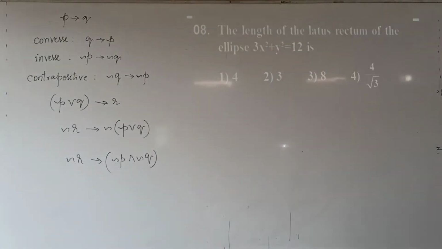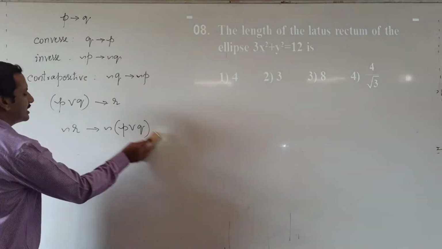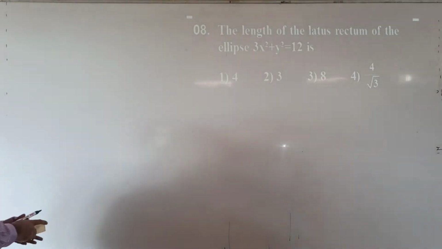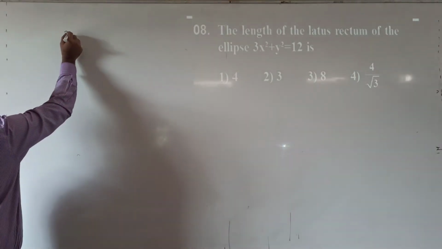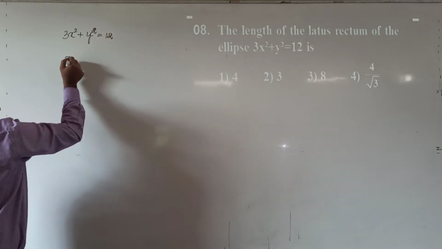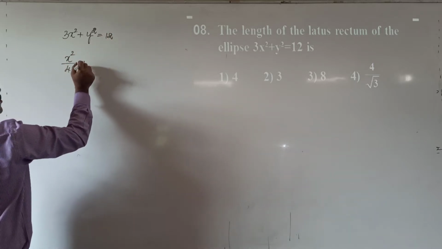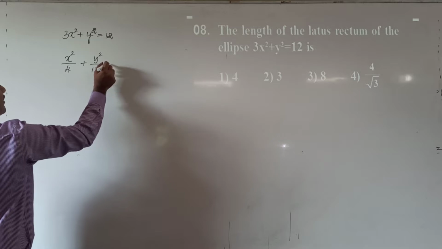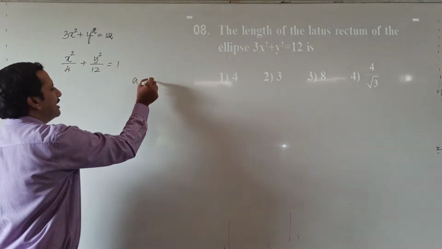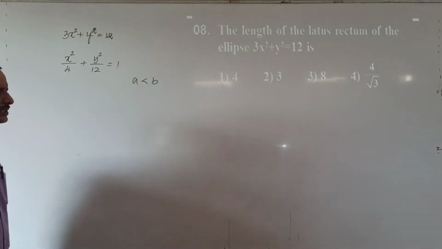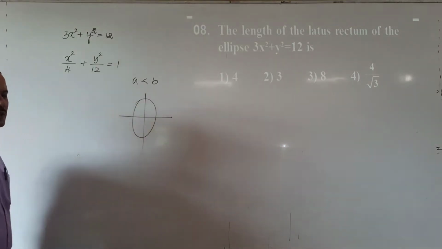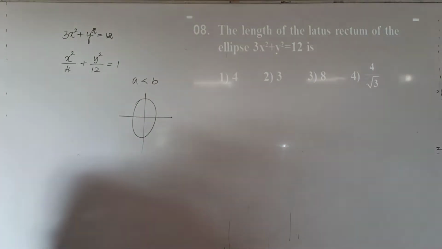8th question. The length of the latus rectum of the ellipse 3x square plus y square equal to 12. I'll divide by 12. We have this equation 3x square plus y square is equal to 12. When I divide by 12, we are going to get x square by 4 plus y square by 12 is equal to 1. Here you observe that a is less than b. The major axis is along y axis. This ellipse is of this form. Major axis is along y axis, minor axis is along x axis.